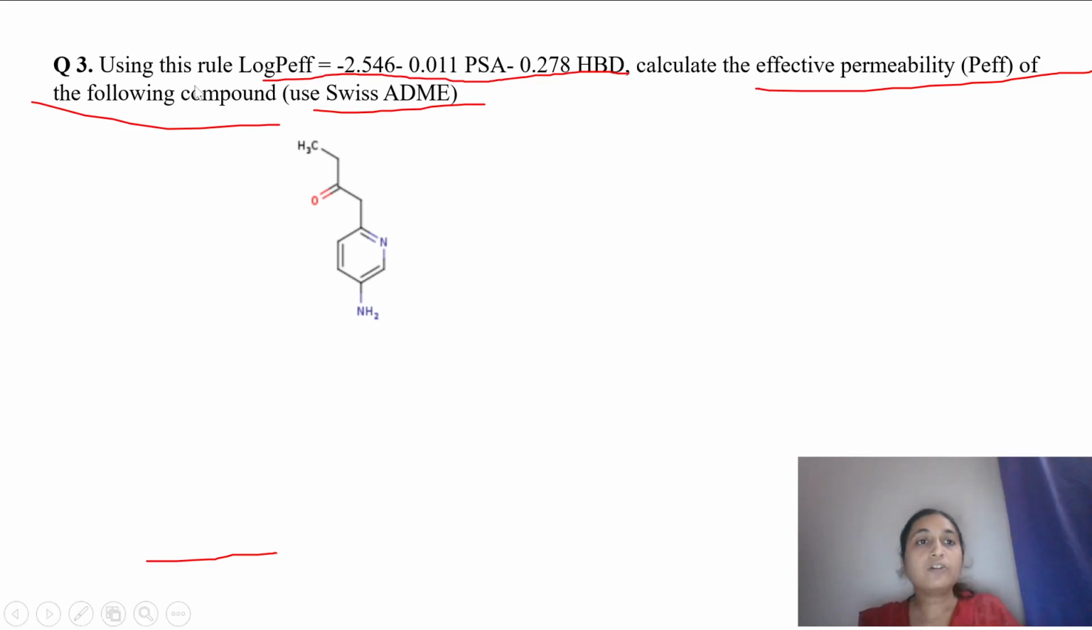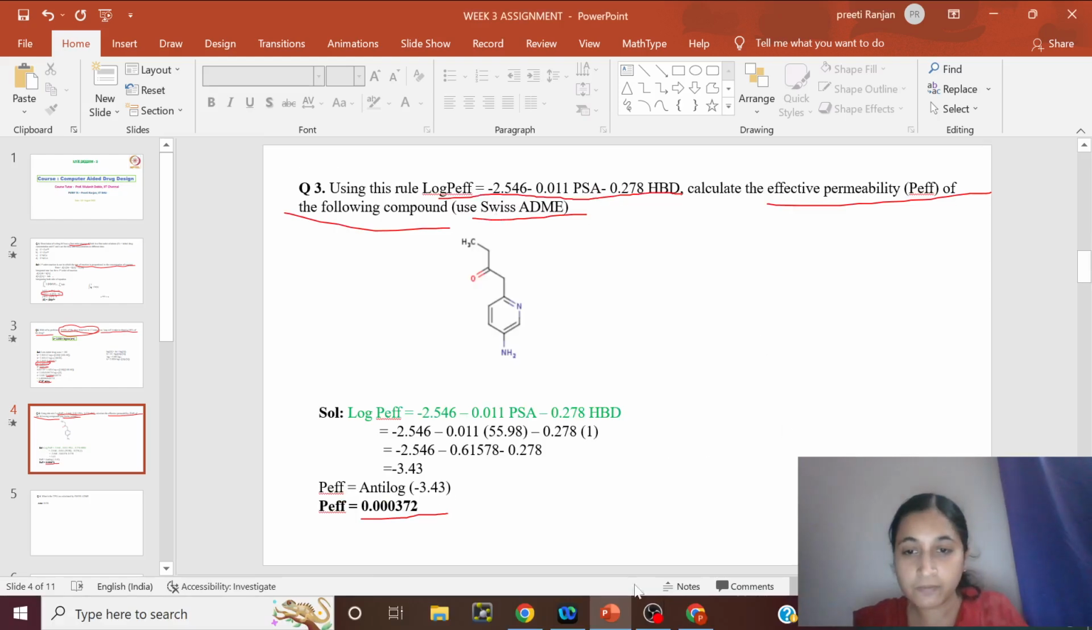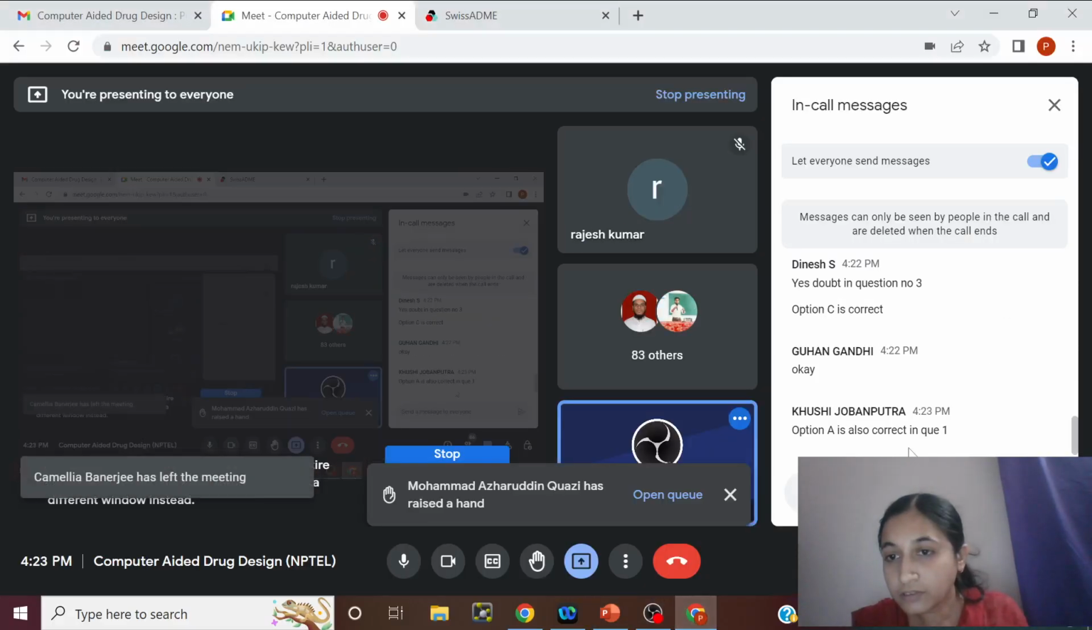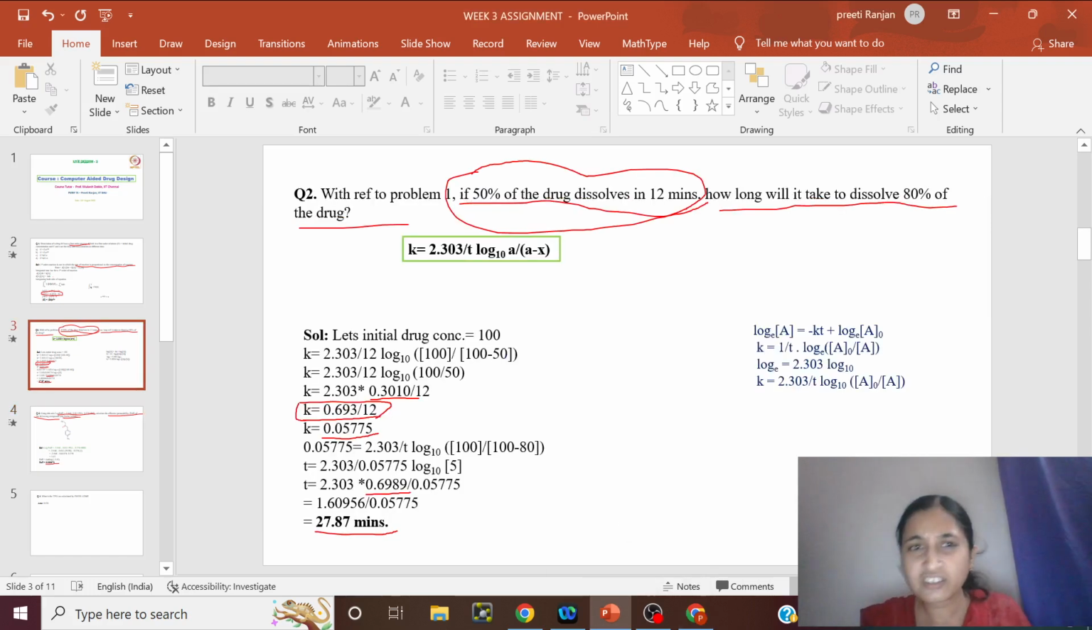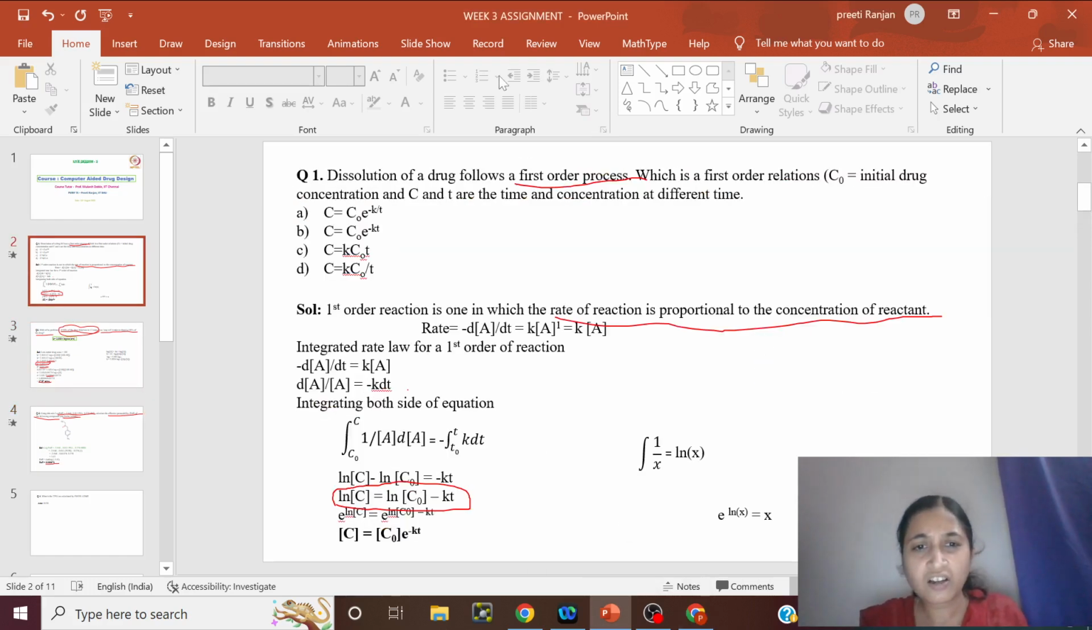Okay. So now question number 3. I think somebody has asked question number 3 also. In which question, Khushi? In this question? How will this be correct? Just now I have shown this equation. So the answer will be B.